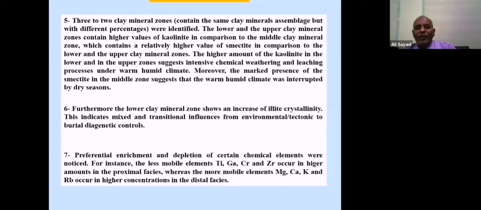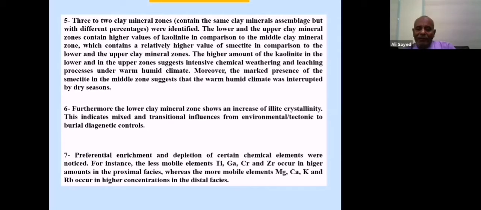The lower clay mineral zone shows an increase of illite. This is due to the diagenetic process, that is, a transitional influence from environmental tectonic to burial diagenetic control. That is, the smectite transformed to illite. And the illitization here is due to the diagenetic process, due to the tectonic and burial diagenetic controls.